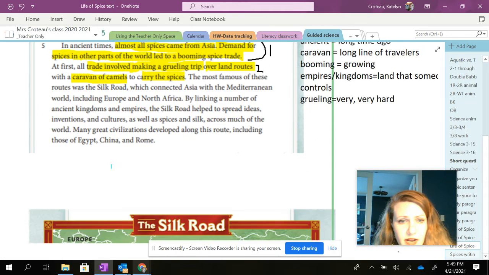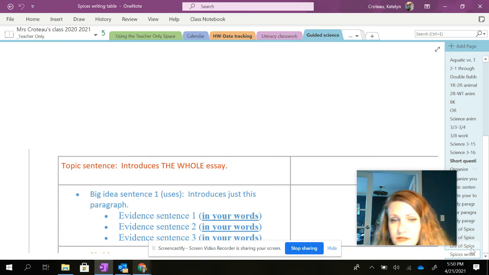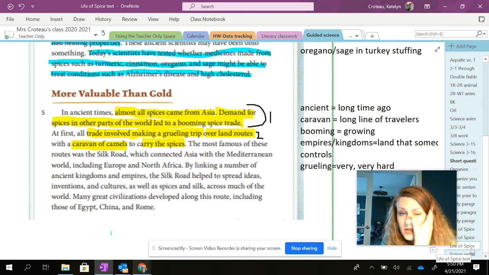And remember, when I'm writing, I'm going to need three. See, evidence 1, 2, 3. These things we are highlighting are our pieces of evidence. We just have to rephrase. Okay, I need to keep going.